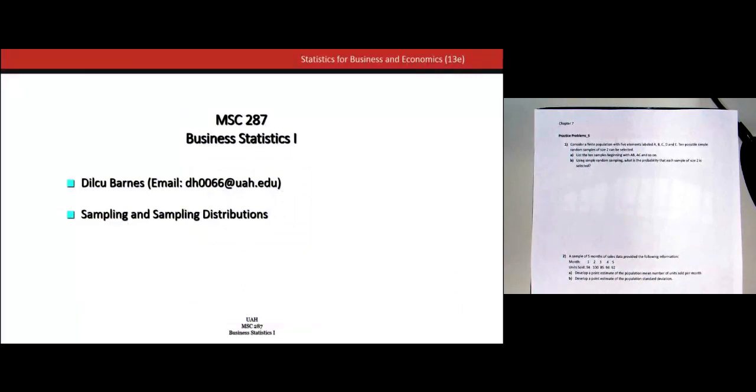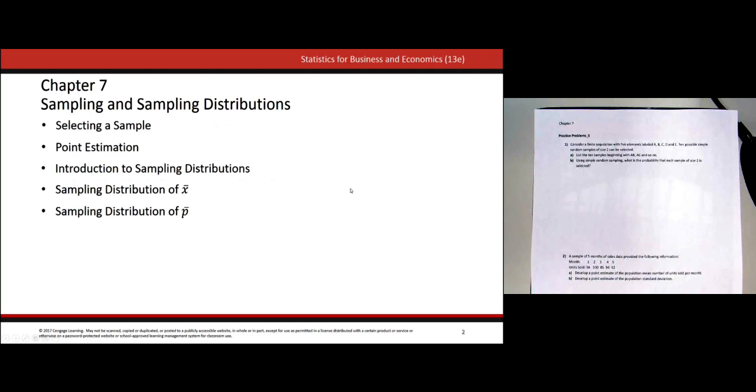Hello, today we will discuss sampling and sampling distributions: how to select a sample from finite and infinite populations, point estimation, what a point estimate is, and a brief introduction to sampling distributions. And we will discuss the sampling distribution of the sample mean.